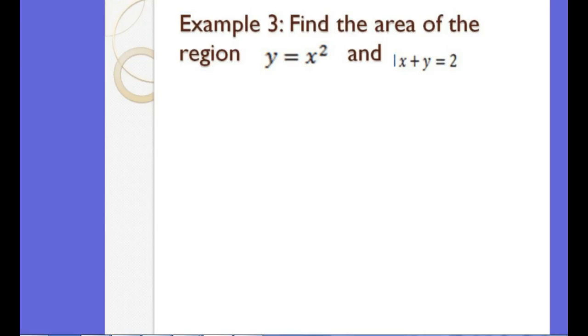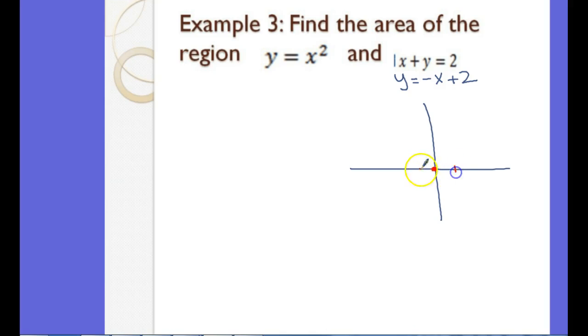So what I want you to do for example 3 is to sketch yourself this graph in that top little right hand corner. It says find the area of the region, y equals x squared, and the region bounded by x plus y equals 2. So x plus y equals 2 is in standard form. You could put it into y equals mx plus b form by subtracting over your x. So you get y equals negative x plus 2. What we want to do is graph them and find their points of intersection.